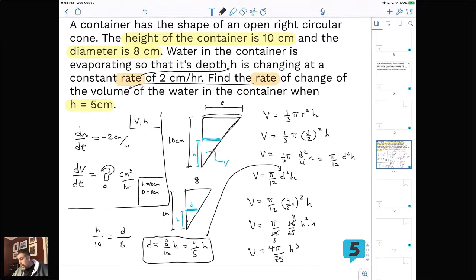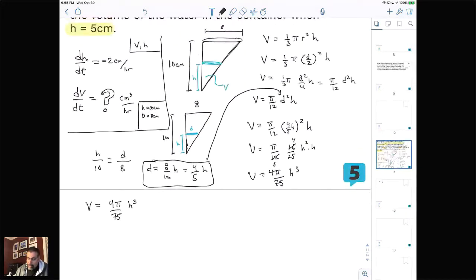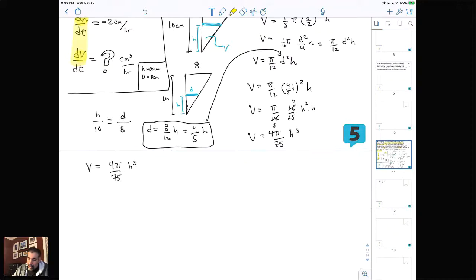Because at this point in time, what we now have is an equation, v is equal to 4 pi over 75 times h cubed. Well, if you remember, those are precisely the variables I want to use, v and h. Those are the variables that I have rates for, v and h. So since I have this, I can now take the derivative and I can finish this problem off.